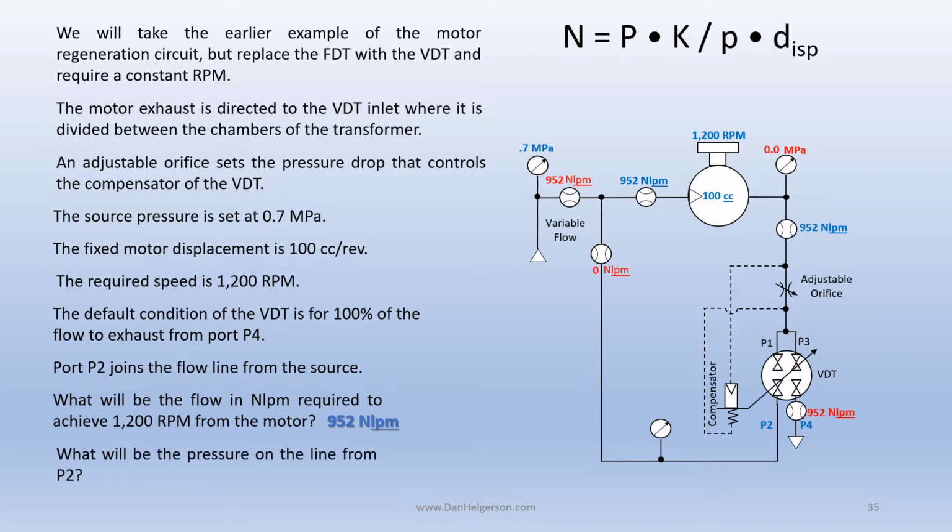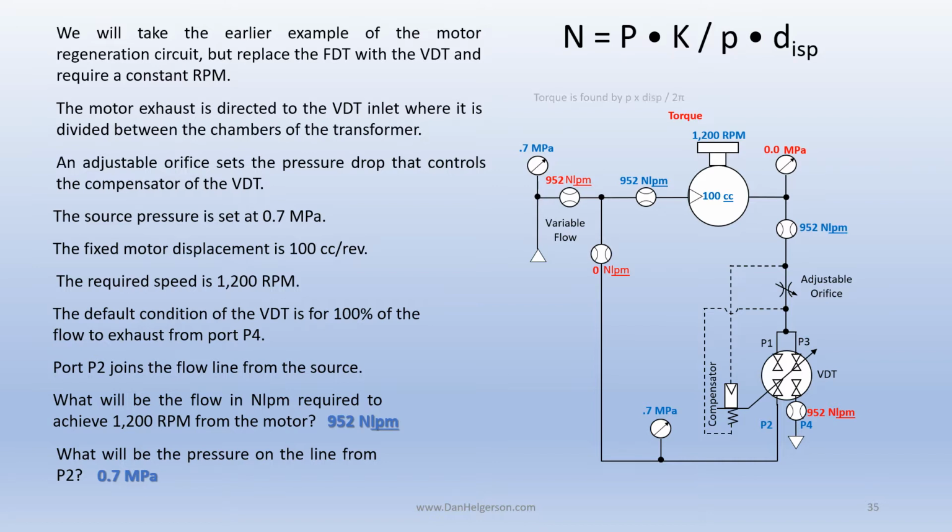What will be the pressure in the line from P2? Well, as you can see, line P2 is connected to the source line, and so therefore we know that the pressure there is going to be 0.7 megapascals.